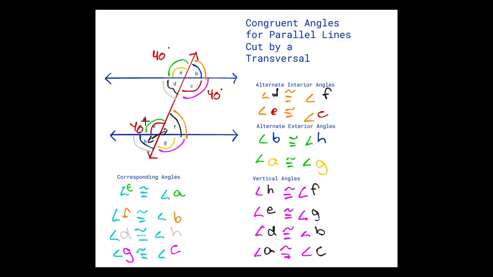It also follows that corresponding angles are congruent. So if this is 40 degrees, this is 40 degrees. And angle E is congruent to G by definition of vertical angles. So this would also be 40 degrees. It also is 40 degrees by alternate exterior angles and corresponding angles.